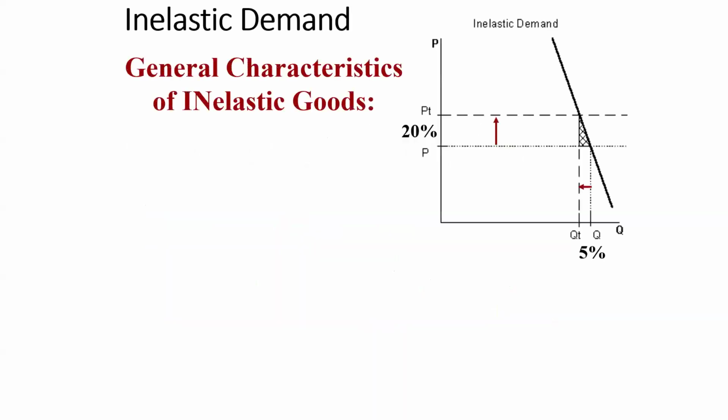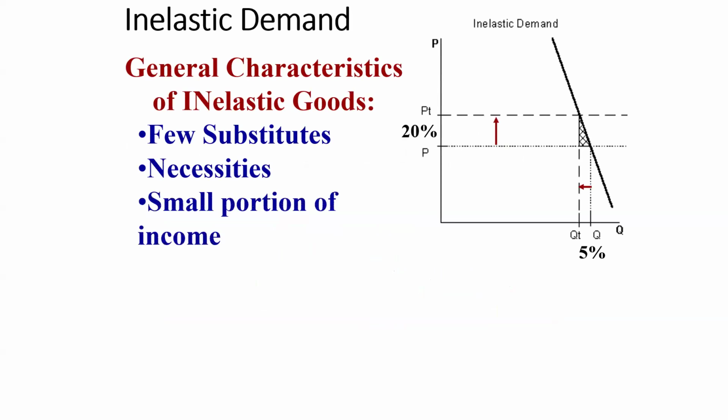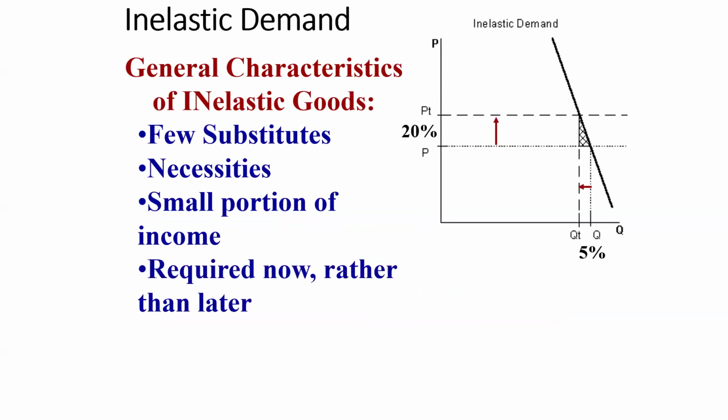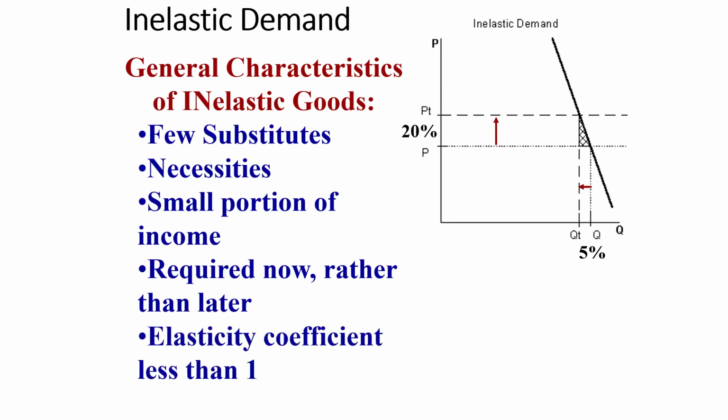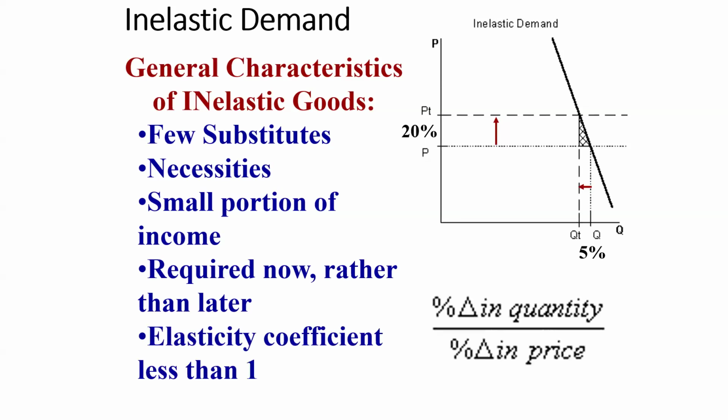Let's get the first one. All right, general characteristics of inelastic goods: few substitutes, necessities, small portion of income. And I think one of the ones to really remember is inelastic goods in short run over long run. So you're more inelastic in the short run. And then the coefficient: percentage change in quantity over percentage change in price.